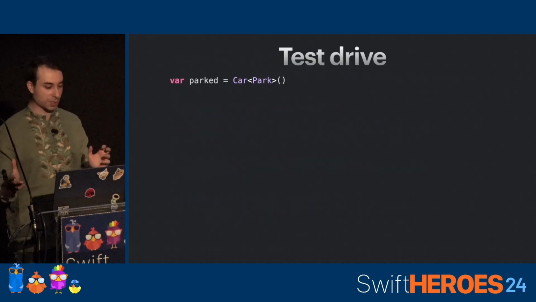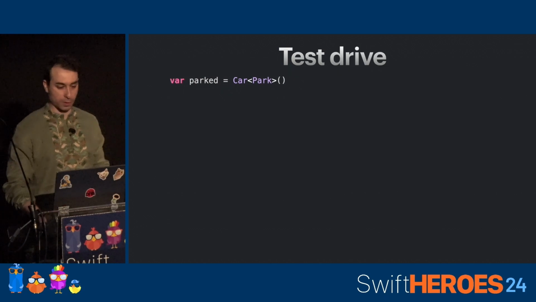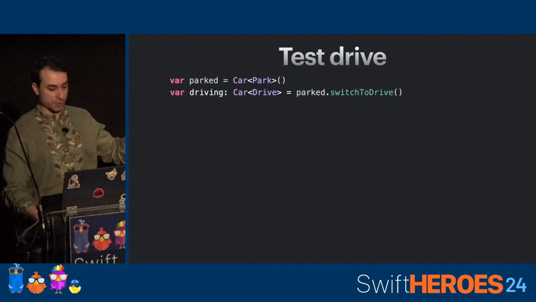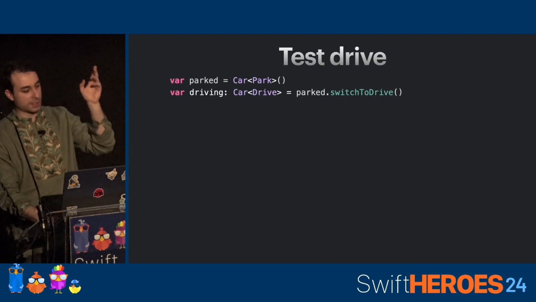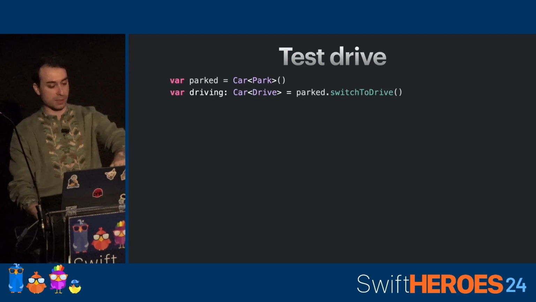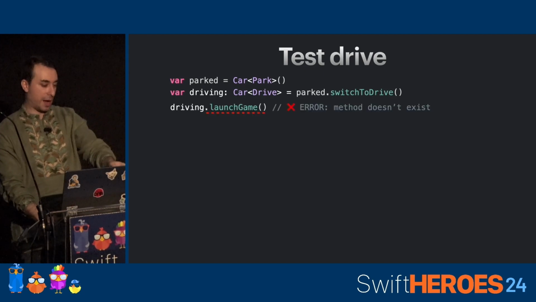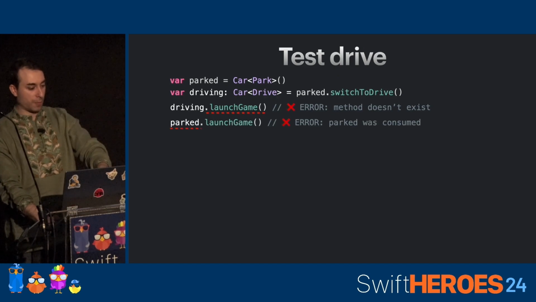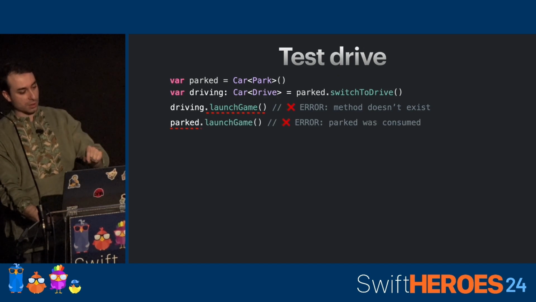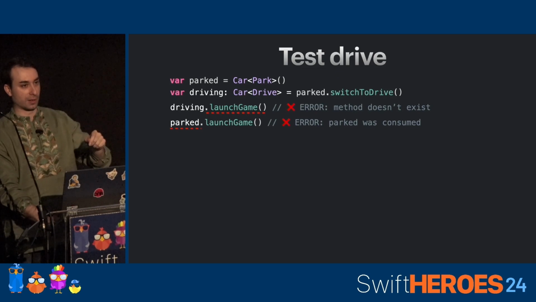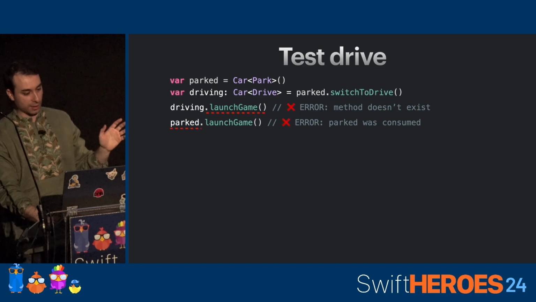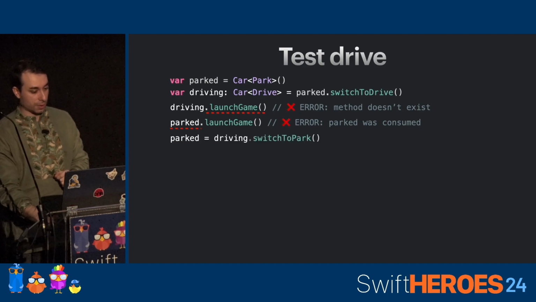So all we did is mark them as consuming and made the car non-copyable. Repeating the same code as before: switch to drive, now I have 2 pointers, right? These are not pointers, but 2 values, 2 aliases, parked and driving. I can't launch the game on driving, but can I reuse parked? Oh, no, I cannot anymore, because parked was consumed by switching to drive on the second line. We solved the aliasing problem. So this is really cool.